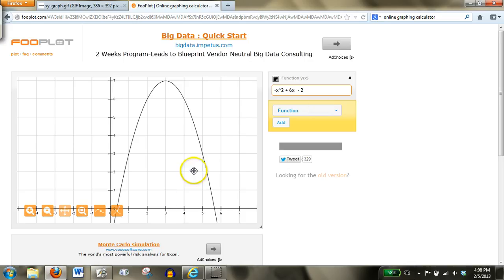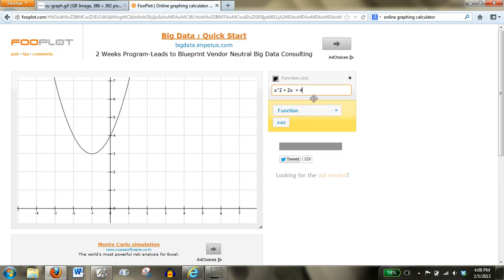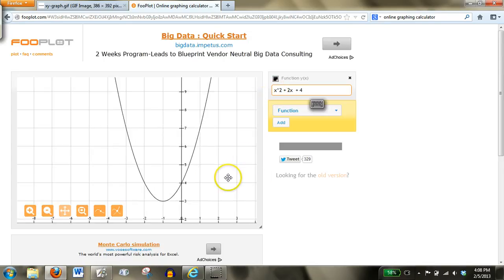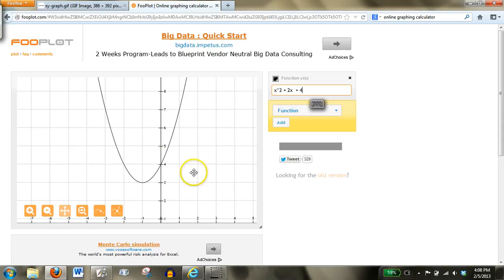How about one more? What if I change this to x squared plus 2x plus 4? Well, my graph flips upside down because a is now positive, so we get an upwards opening graph. And notice where my axis of symmetry moved to. It's right here. Even though it's upside down as a U shape, there is still an axis of symmetry, which is at x is negative 1.